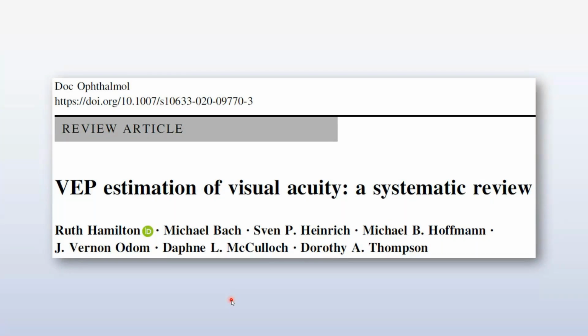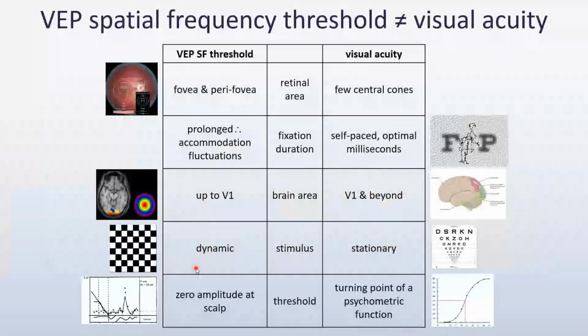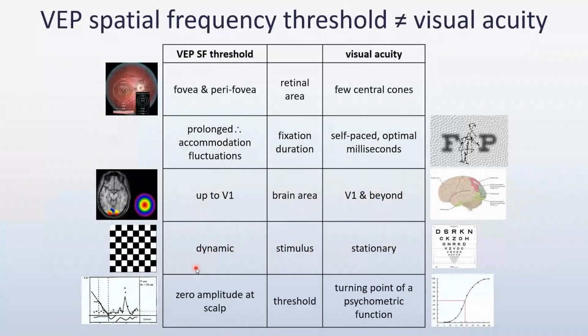Now, the single most important message of this talk is to note that a VEP spatial frequency threshold, that is the stimulus element size at which the VEP is no bigger than noise, is not the same as visual acuity measured behaviourally using charts. And there are several reasons for this. They are listed down the centre of this table, and you can see how they differ.